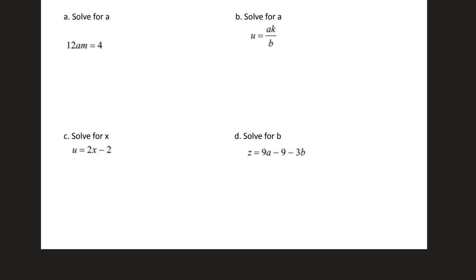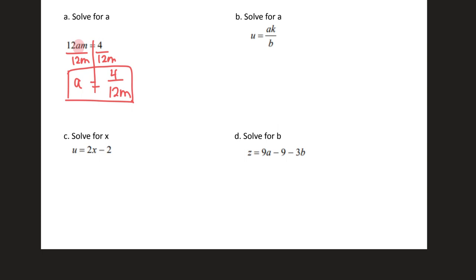All right, number 2, we're still solving equations, but now we're working with literal equations. However, the process should be the same. So in number 1, we're solving for a. So that means we need to get rid of the 12 and the m. So since this is being multiplied, we're going to divide everything by 12m. So our answer is going to be 4 over 12m.